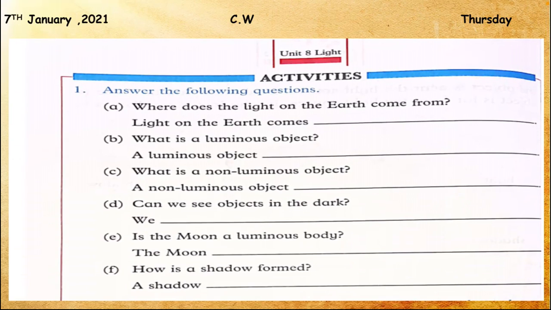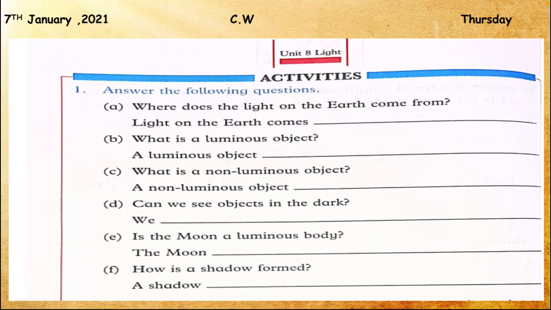So, in the last class, we finished our reading of unit number 8, Light, and today we are going to do the book exercise of unit number 8, Light. Students, kindly open the book page number 50. Write down today's date, 7th January 2021, and the day is Thursday.